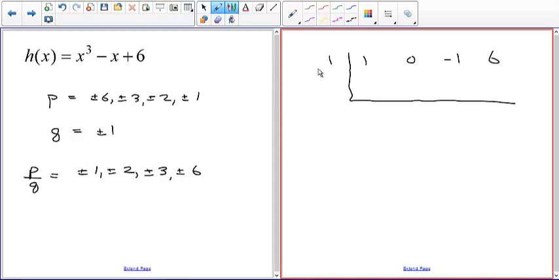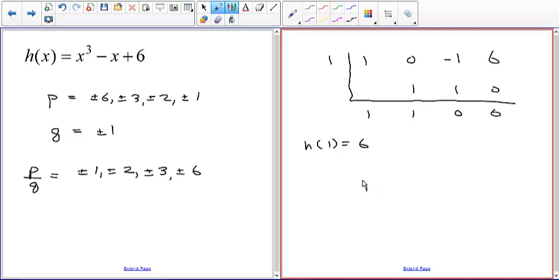So we're going to choose x equals 1. We bring 1 down. 1 times 1 is 1. 0 plus 1 is 1. 1 times 1 is 1. Add this together is 0. 1 times 0 is 0. We get 6. So what that says is, in this case, the function's h, not f. So we get h of 1 equals 6, which is pretty close to 0. So we might want to try 2 next.